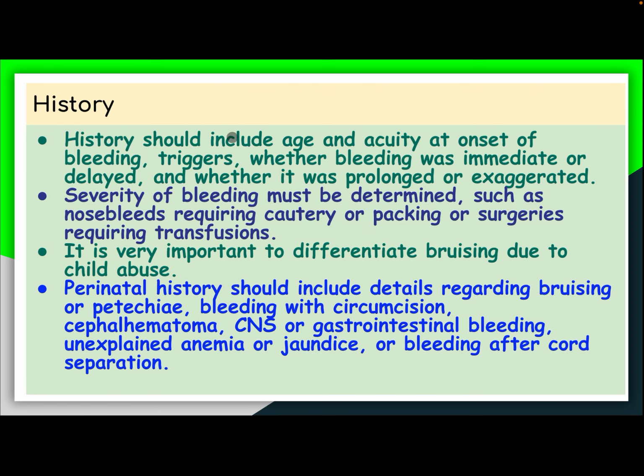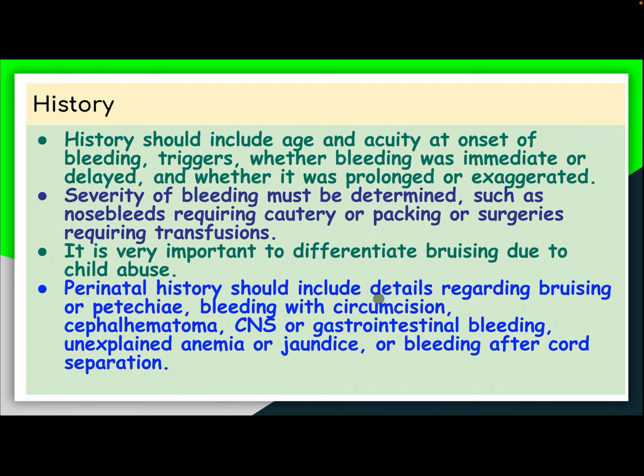History. History should include age and acuity at onset of bleeding, triggers, whether bleeding was immediate or delayed, and whether it was prolonged or exaggerated. Severity of bleeding must be determined, such as nose bleeding requiring cautery or packing, or surgery requiring transfusion. It is very important to differentiate bruising due to child abuse.